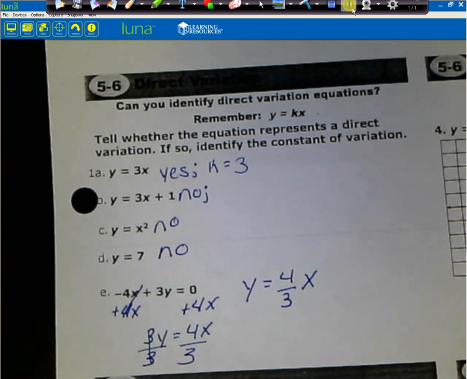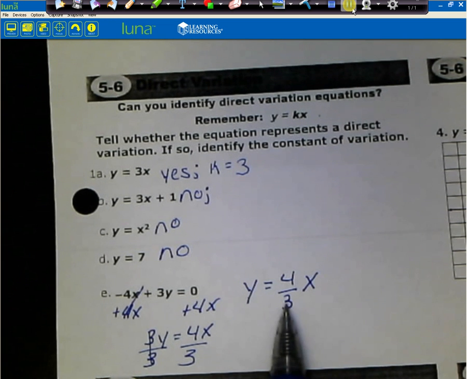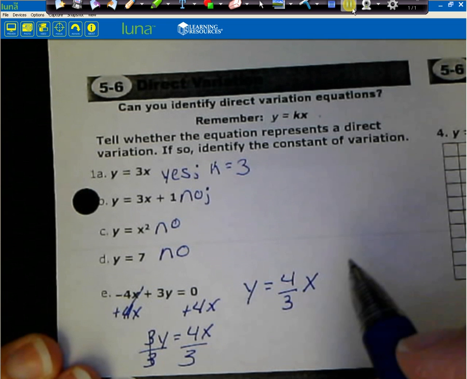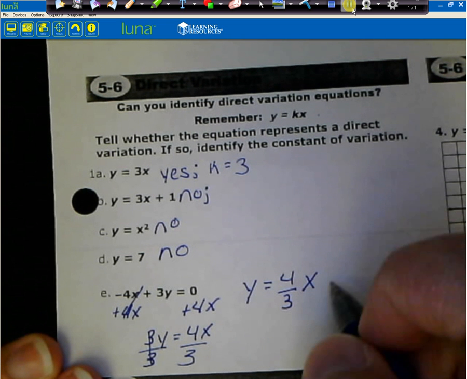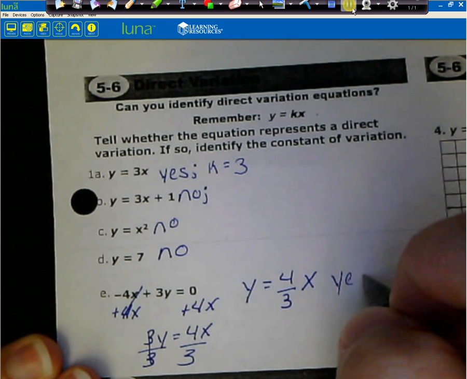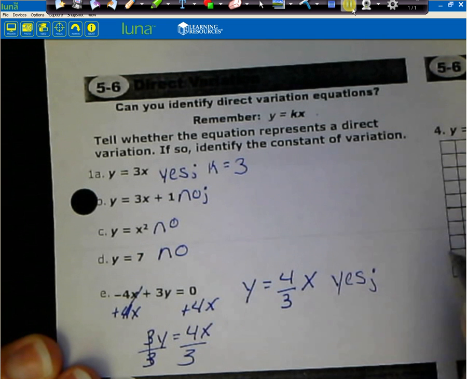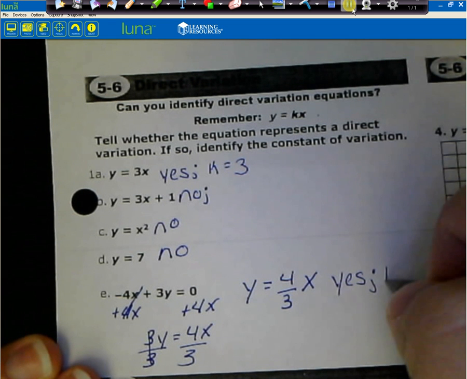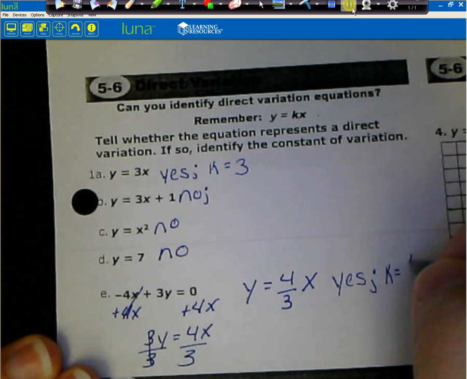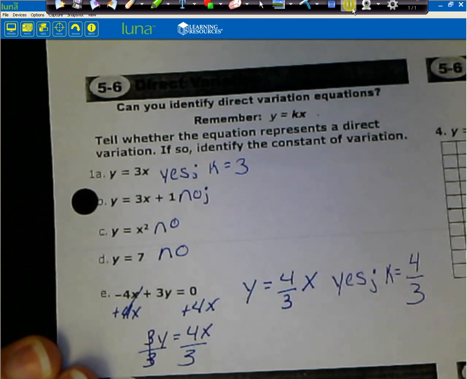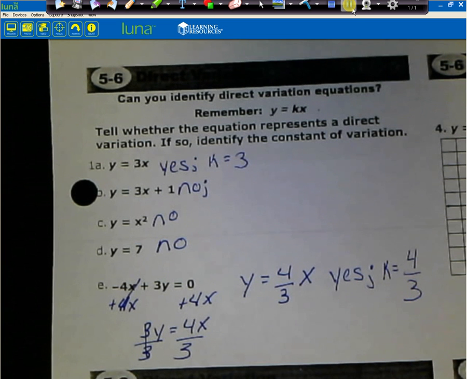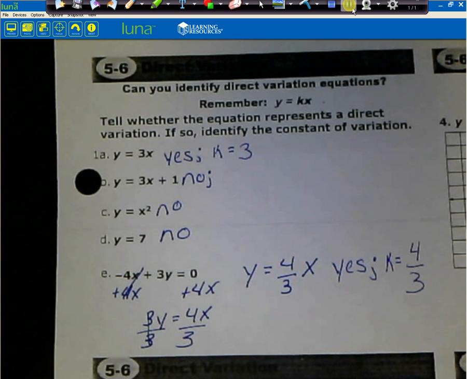So if we look at this, it looks like y equals kx. So it is y equals some number x, which is a direct variation. So the answer to this one is yes. And it says if it's yes, to go ahead and give the constant of variation. So here our k, again, is just the number in front of x. So that's 4 over 3. And again, those k's are the same thing as our slope. Go ahead, take a minute, make sure you have all of that written down before you move on.